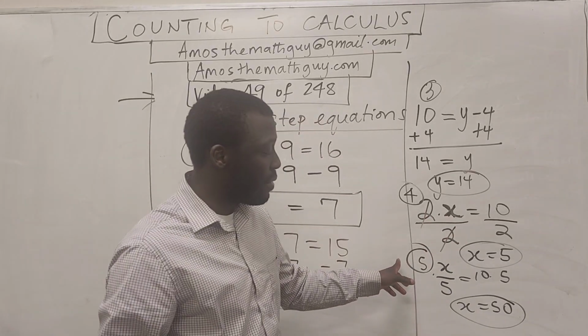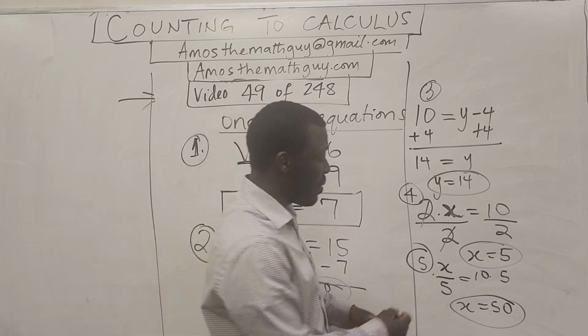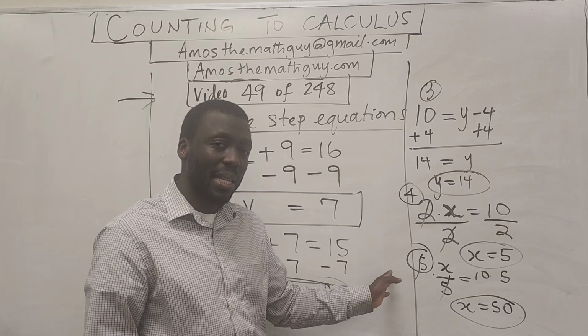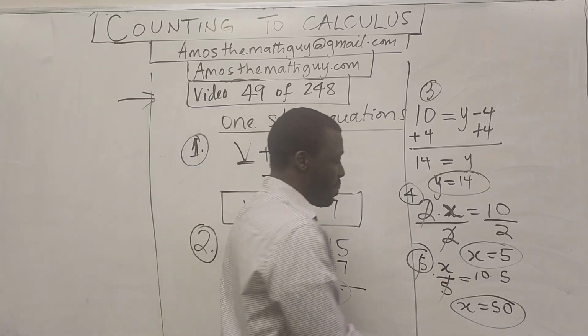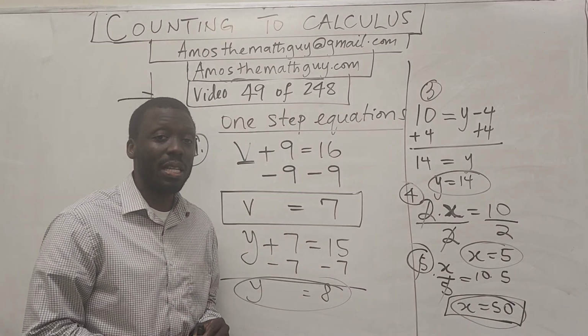And example 5. X divided by 5 is equal to 10. The only way I can get rid of the 5 is to multiply the left side by 5. But if I multiply the left side by 5, I have to multiply the right side by 5. X is equal to 50. And that is the answer to the one-step equations.